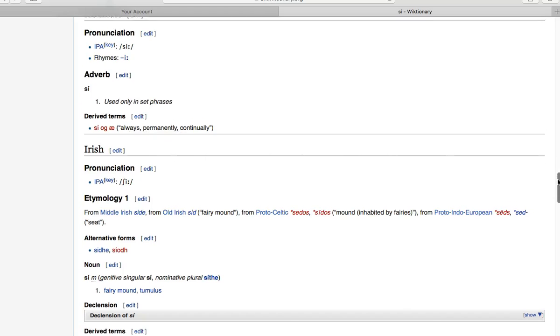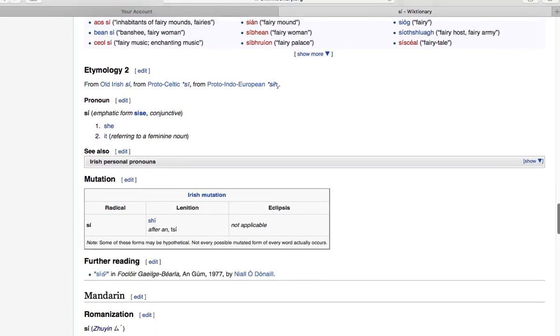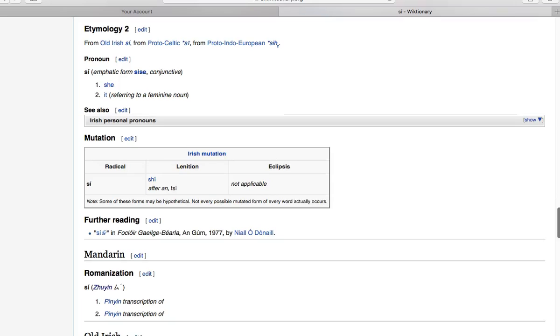What about in Irish or Gaelic? Let's see what we have here. From Middle Irish sí, from Old Irish síd, it means fairy mound, from Proto-Celtic sēdos, mound inhabited by fairies. Wow. Who would have thought? Yeah. Etymology two. It could also mean she or it, referring to a feminine noun. Wow. How much we're learning here. I'm learning this too.